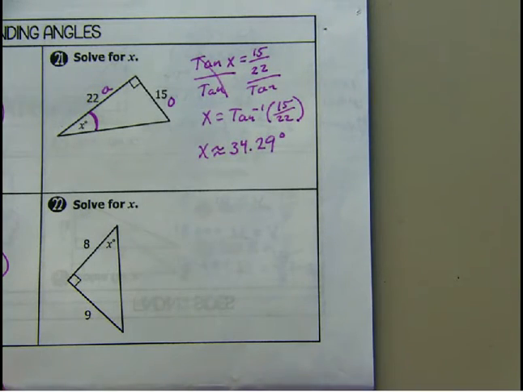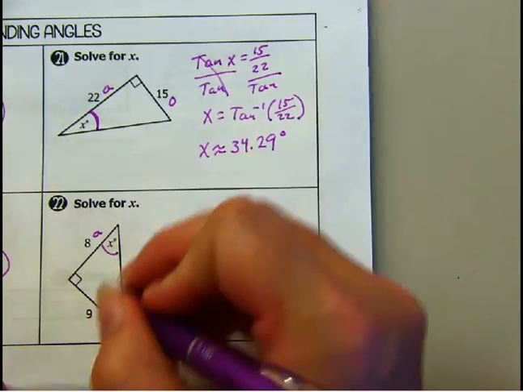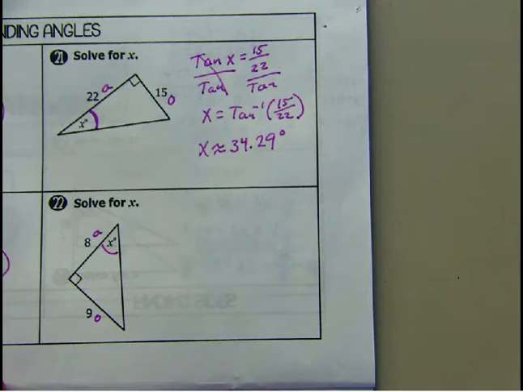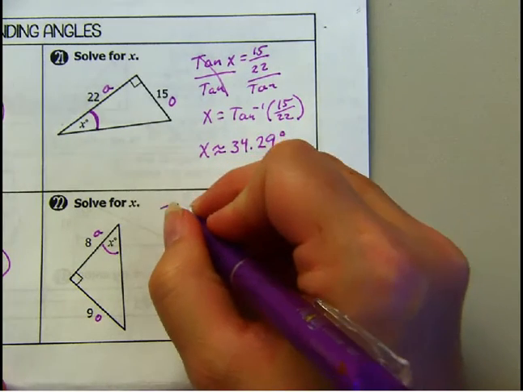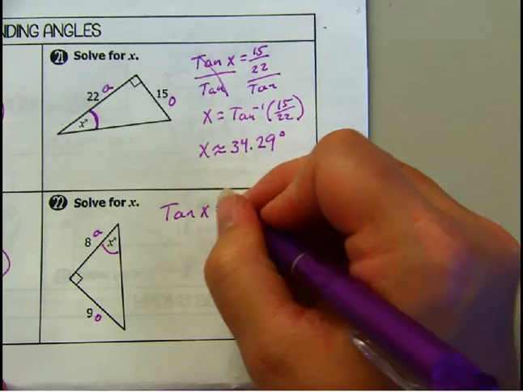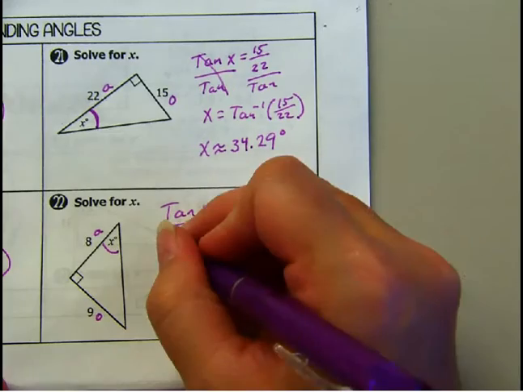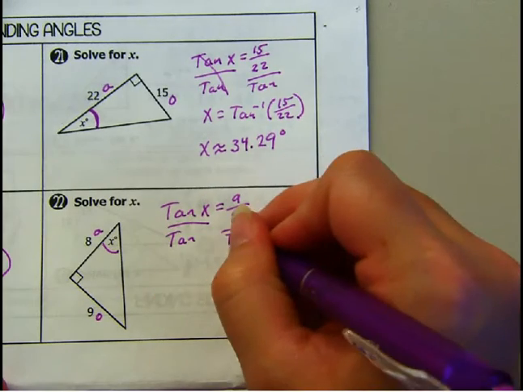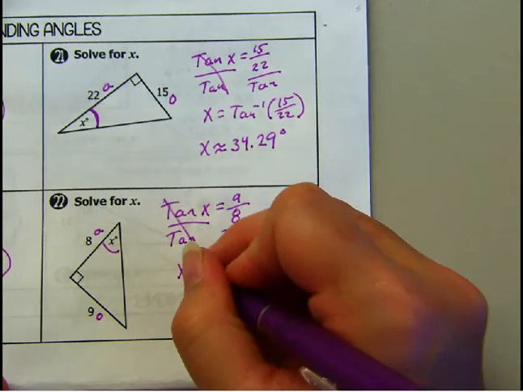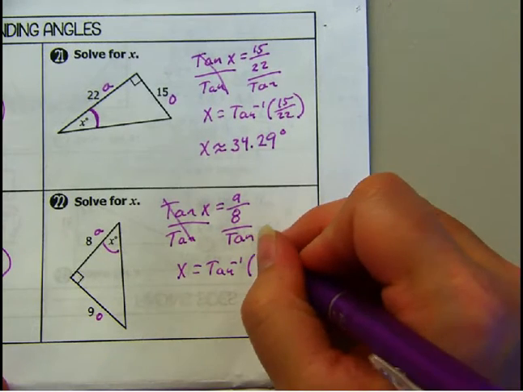The last one on here, looking at x, we've got the adjacent leg and the opposite leg again, no hypotenuse. So we're going to use tangent again. Tangent of x equals opposite, which is 9, over adjacent, which is 8. So to solve for x, divide by tangent. We get x equals tangent to the -1 of our fraction, which is 9 over 8.